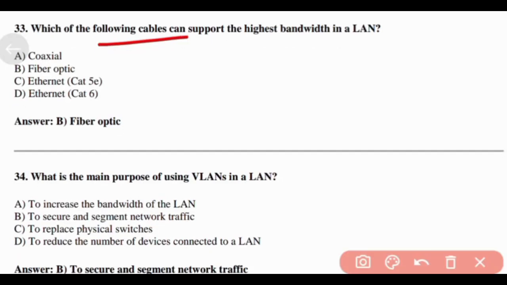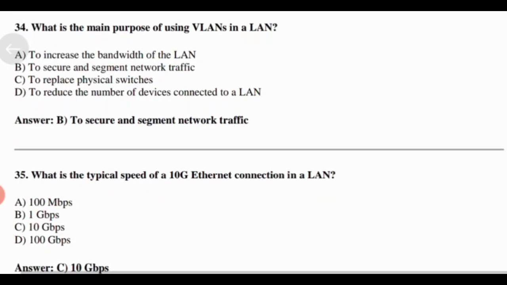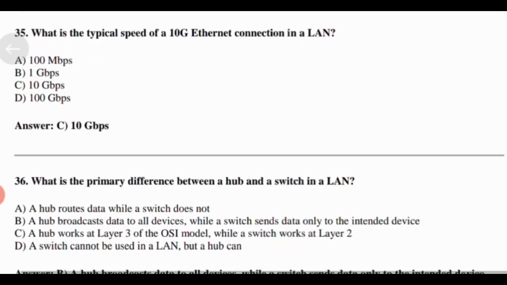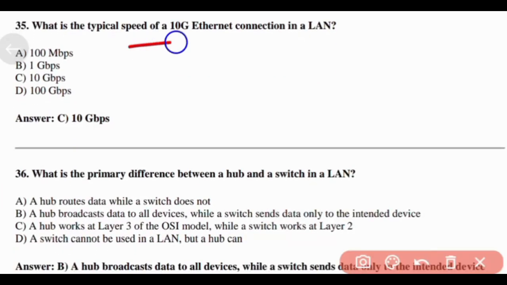Which of the following cables can support the highest bandwidth in a LAN? Fiber optic. What is the main purpose of using VLANs in a LAN? To secure and segment network traffic. What is the typical speed of a 10G Ethernet connection in a LAN? 10 Gbps.